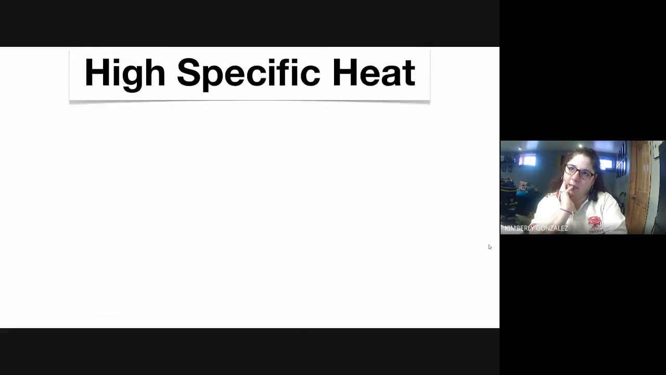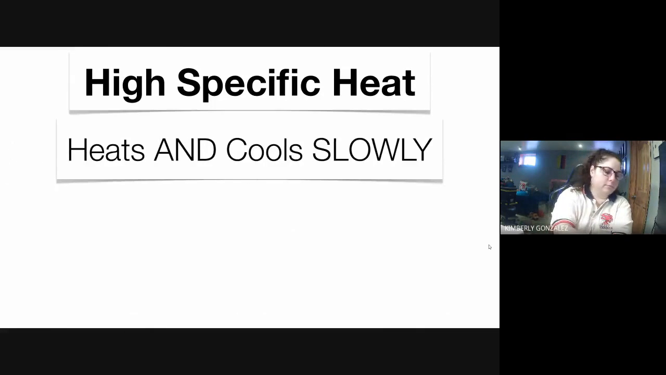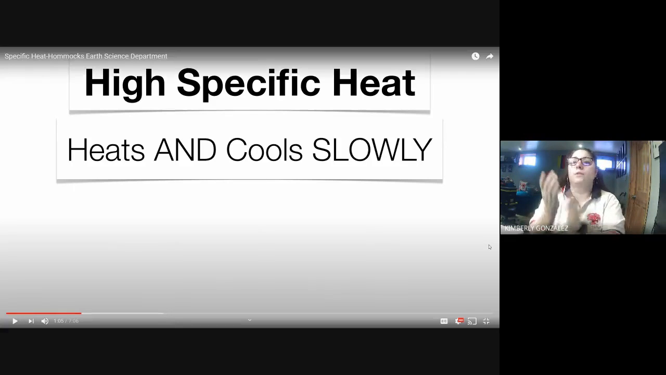So let's see what high specific heat means. It's all about how quickly or how slowly something's going to heat up. Something with a high specific heat heats and cools extremely slowly. It needs a tremendous amount of heat energy to heat and cool off. So this is what I was just saying. So water, you need an extreme amount of heat to heat up, and you need to release that heat to cool down. So it's going to take water a long time to heat up and to cool down.